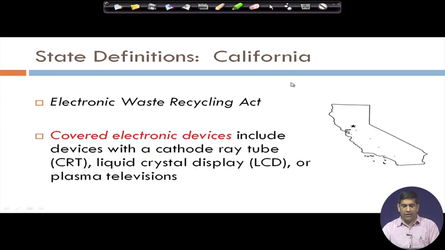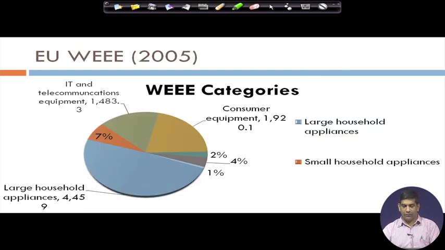When you go to California, they are a little bit broader. They also include cathode ray tube, LCD and plasma televisions. So that's the covered electronic devices in terms of California.